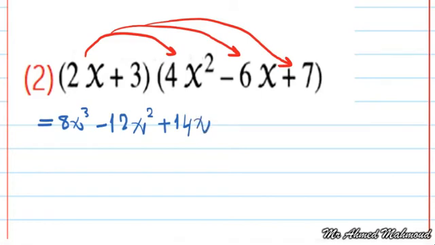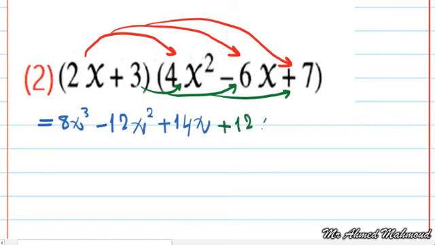Second step, I'm going to distribute 3 by 4x and by negative 6x and by 7. It will be 3 times 4 equal positive 12x to the power of 2, 3 by negative 6 equal negative 18x. Finally 3 times 7 equal positive 21, and then collect the like terms.